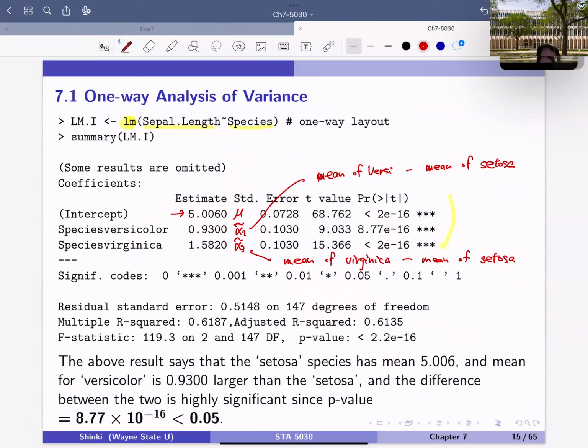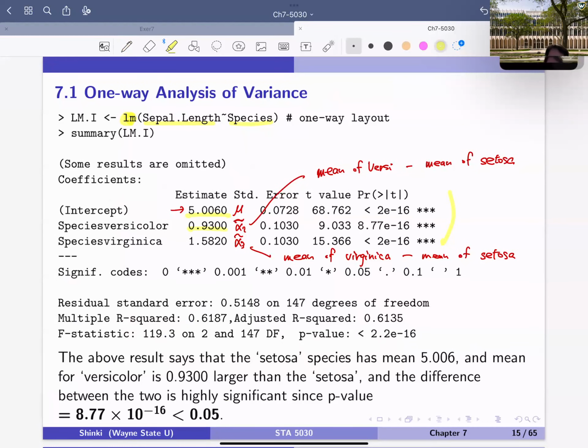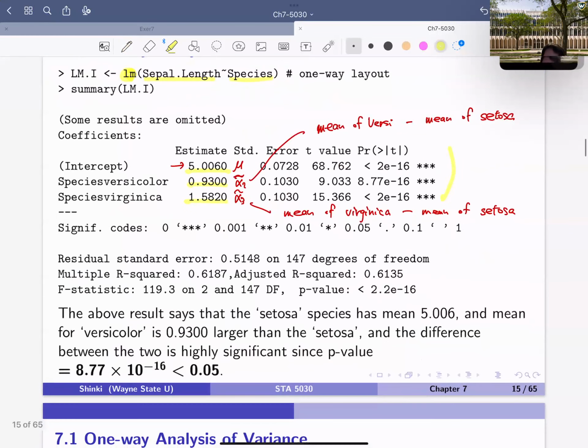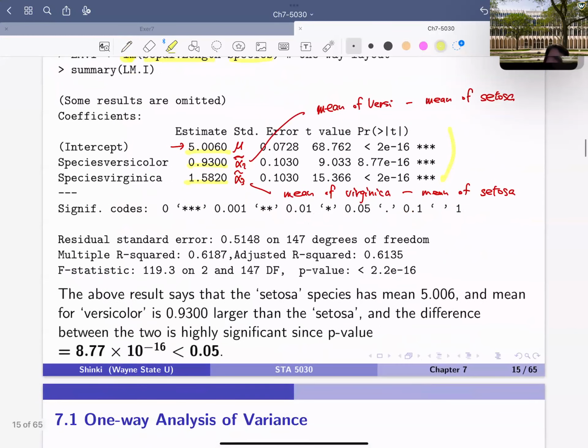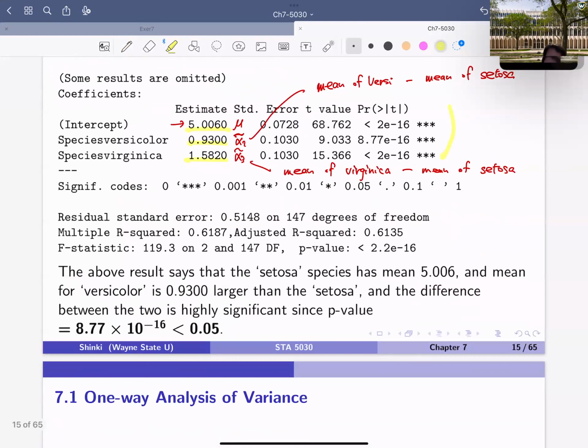By using the lm function, you can basically estimate the mean of Setosa first, that is 5.0060, and the difference between the mean of Versicolor and Setosa, and the difference between Virginica and Setosa. It also explains if the difference is significant. At first, 5.00 is significantly different from 0. That doesn't have much information. All flowers have sepal lengths more than 0.